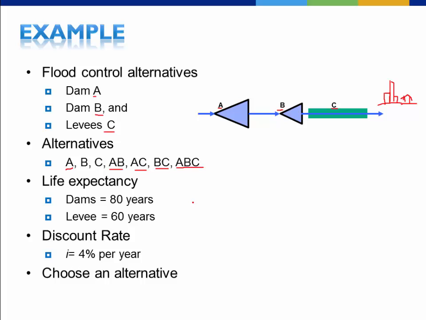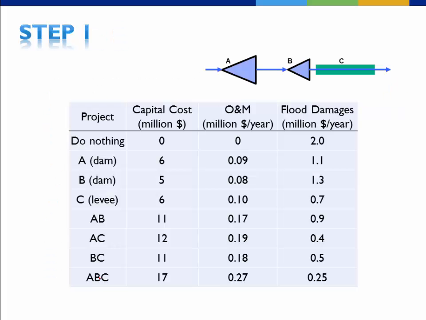The other thing is that for dams, the life expectancy is 80 years, and for the levee is 60 years. And actually, some of these are standard numbers. The discount rate, again, is 4% per year. And which alternative would you choose? So this is how I'm going to give you the numbers and what you want to start with for doing this specific analysis. In this case, what is the capital cost?